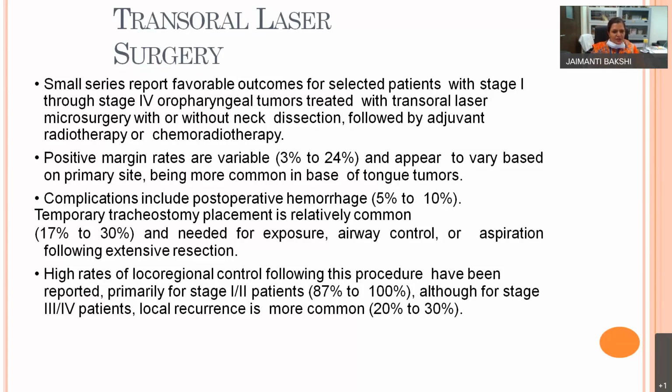The complications include postoperative hemorrhage, which can occur in 5% to 10% of patients. Temporary tracheostomy may be required in 17 to 30% of patients, and it may be needed for exposure, airway control, or aspiration following extensive resection. High rates of local regional control following this procedure have been reported, primarily for stage 1 and stage 2 patients, which is 87 to 100%. Although for stage 3 and 4 patients, local recurrence is common, that is in 20 to 30% of patients.